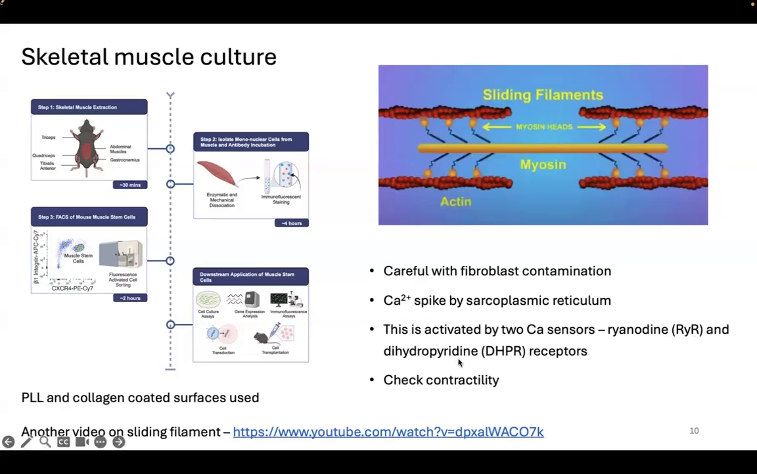There are some receptors called ryanodine receptors and dihydropyridine receptors. So are these receptors present? Again, you can do some immunofluorescence. Your antibodies can be against these receptors. And if you see that the antibody is showing up, then you know that at least the receptors are there. Then the next step should be to check if the calcium spike is being produced or not. And then you check the contractility.